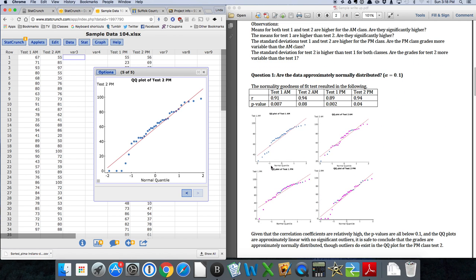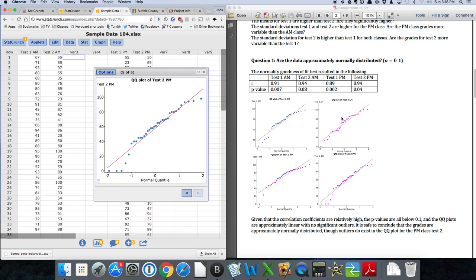Okay, so now I took this over here. I've got the normality goodness of fit test results summarized right here. For the first test, we've got a 91% correlation with the z-scores, which is good, and a p-value of 0.007, which is significantly below my cutoff alpha. So I can conclude there's enough evidence to suggest that these data are approximately linearly related. For the AM test 2, I've got a correlation coefficient of 94% and a p-value of 0.08, which is again below my alpha.